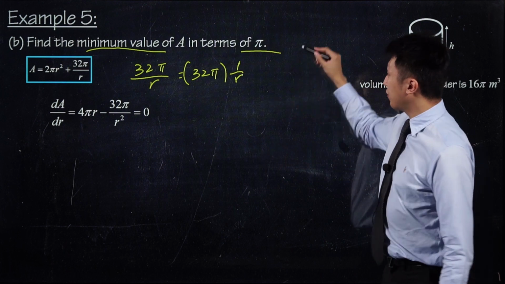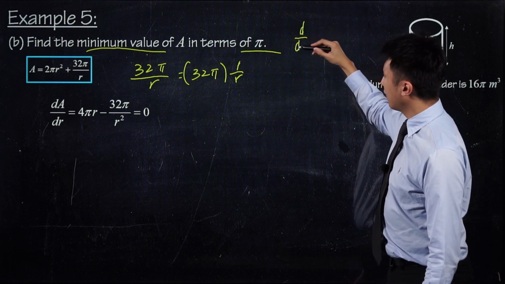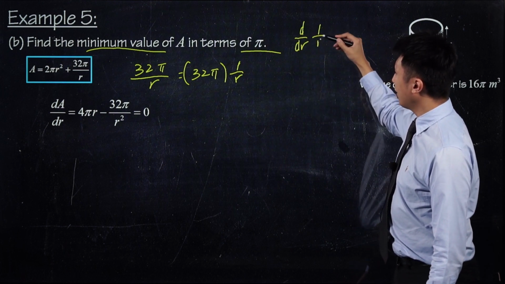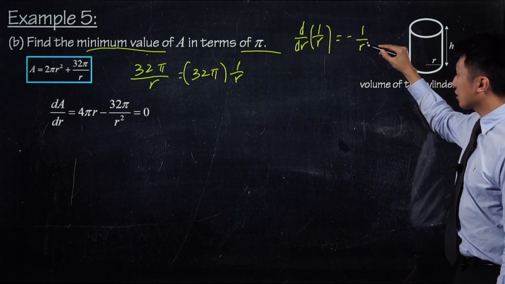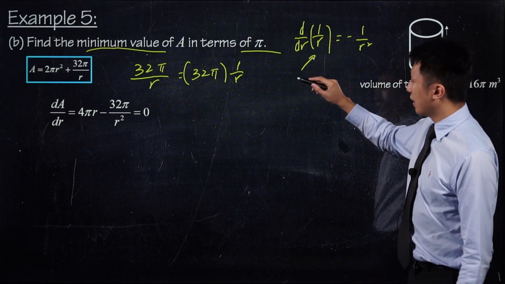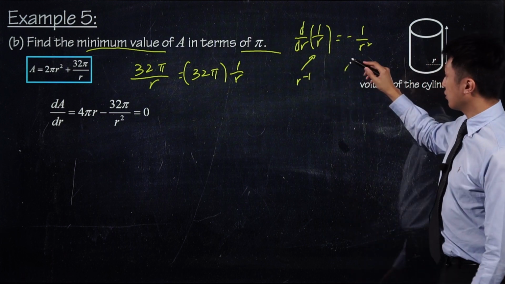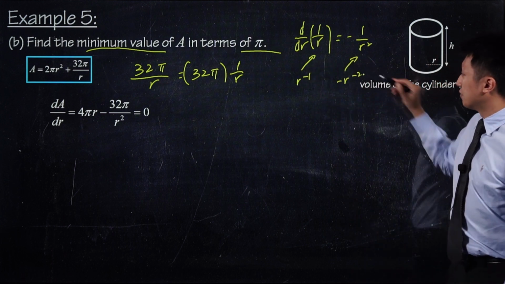Okay? Differentiation of 1 over R, d/dR of 1 over R, remember what I said last time? It is negative 1 over R squared. Because this one is what? R to the power minus 1. This one is what? Negative R to the power negative 2.